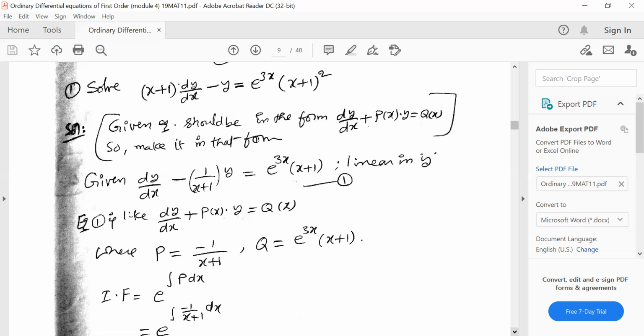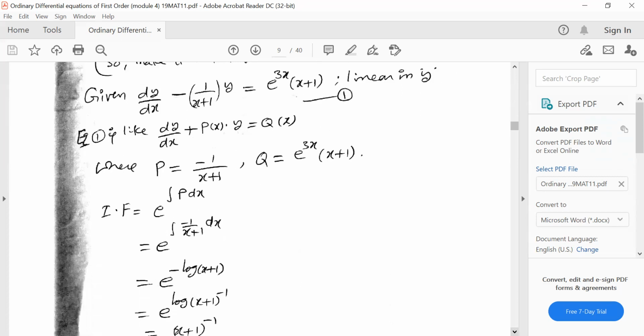So by observing, we can see that x plus 1 is not supposed to be there, but it is there. So why can't we divide by it and see is the trial we can start. So just divide by x plus 1 throughout the equation. See, the next step, what happened? dy by dx minus 1 by (x plus 1) into y equals e power 3x into (x plus 1). Just dividing by x plus 1, it immediately falls into linear in y. So just pick out p of x and q of x from the problem. P is minus 1 by (x plus 1). Q is e power 3x into (x plus 1).